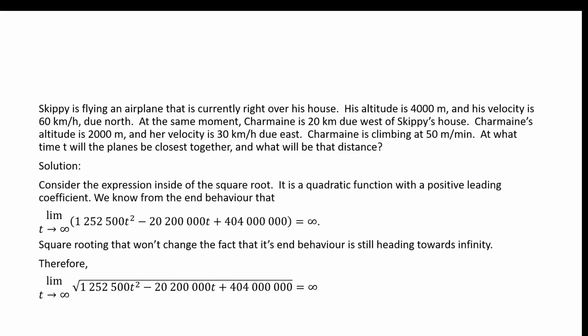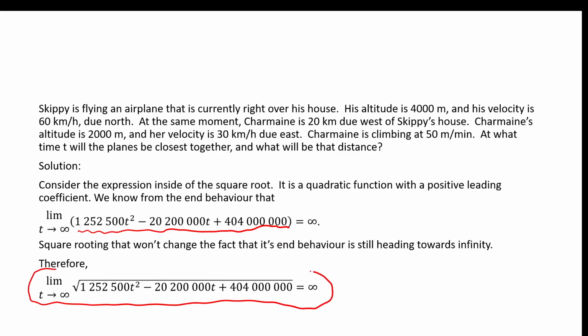And considering the expression inside the square root, we see it's a quadratic function with a positive leading coefficient, and we know that the end behavior as t goes to infinity, this expression inside here will also go to infinity. Square rooting that doesn't change the fact that its end behavior is still heading towards infinity. So basically what we're saying is as time goes to infinity, the distance between them will also go to infinity. And we actually kind of intuitively know that.